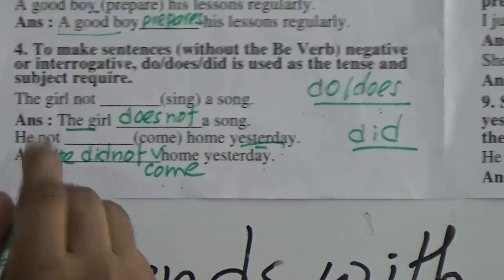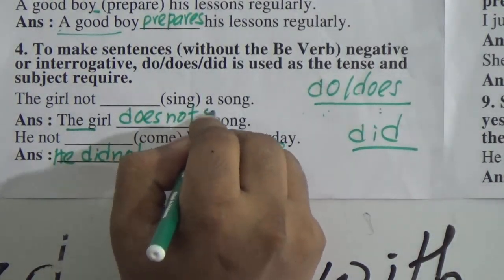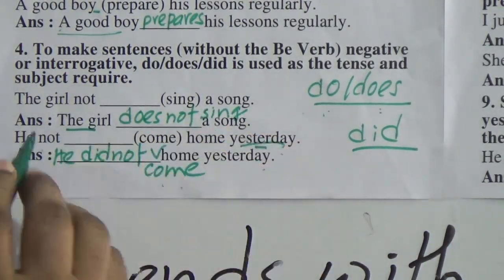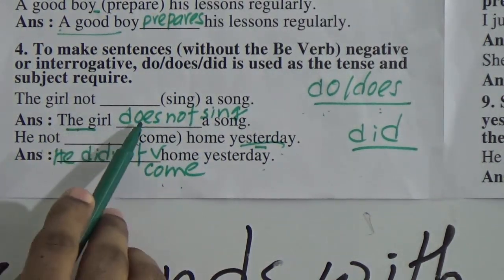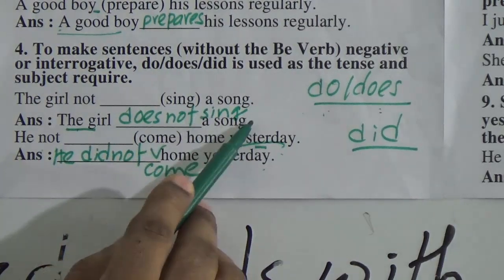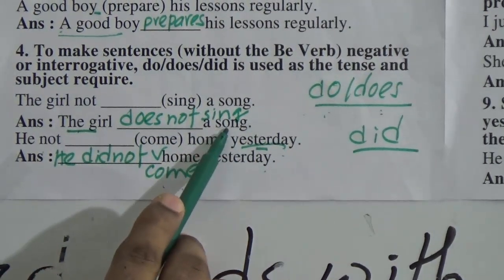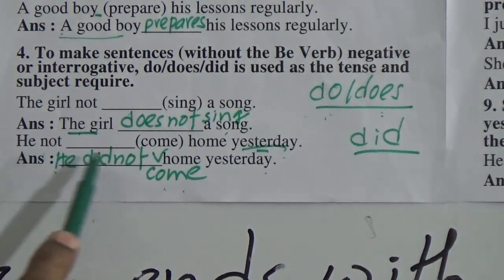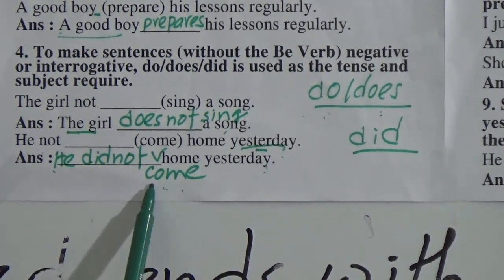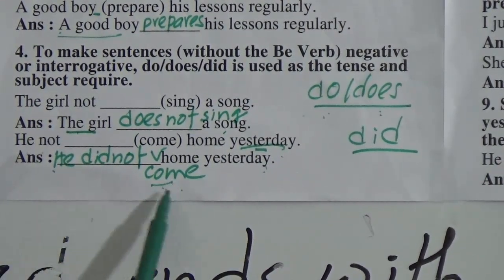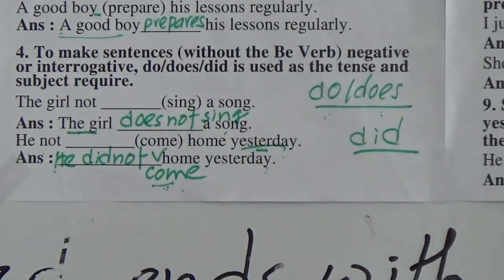The girl not sing a song, the answer will be, the girl doesn't sing a song. Why doesn't? Because the subject is one. After doesn't we add the main verb, sing a song. After do, does, did, we add only the main verb. Next one, he not come home yesterday. This will be, he didn't come home yesterday. Why come? After do, does, did, we add only the main verb. We will move to the next sentence.